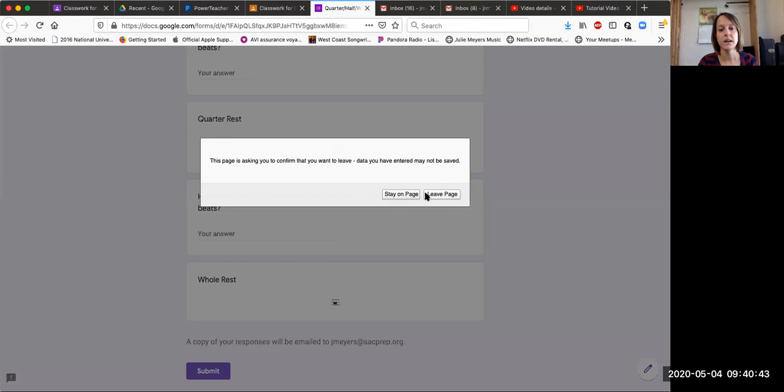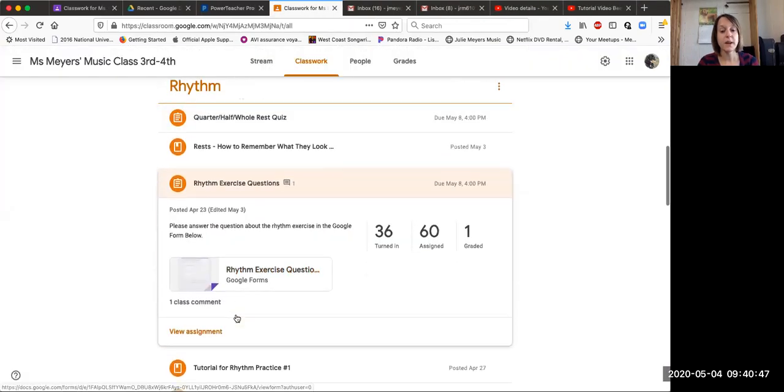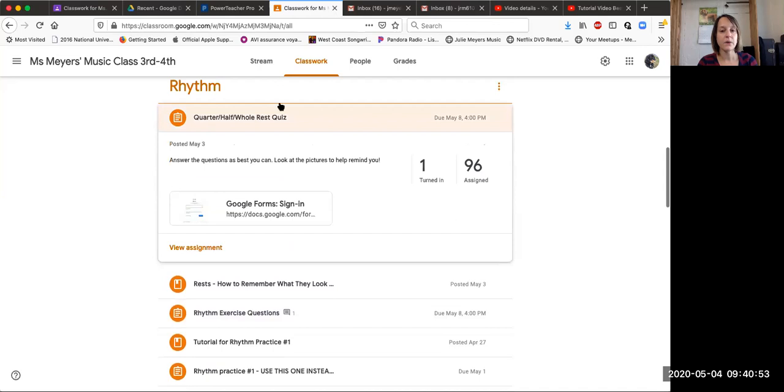Okay. So that's your rhythm assignments. This question about how many beats are in the measure and the rhythm exercise. Okay. And then your whole, half, quarter rest quiz based on what the picture is in the material. Remember, the little clipboard with the ribbon is material. The little clipboard with the writing, those are assignments. So you need to do these. Look at these, do these.